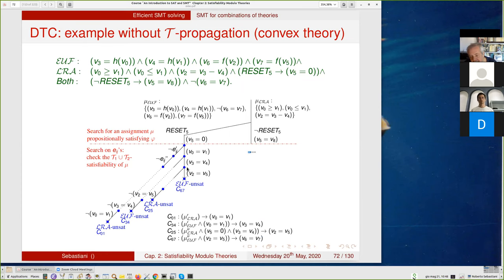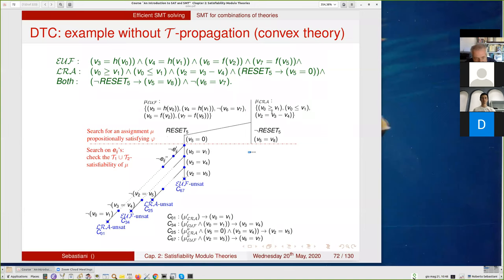Actually, this is a simplification. We would jump higher here, right? Because those atoms here were assigned somewhere here. But let's suppose this is the case. Actually this branch would be lower here, but for simplicity let's suppose this is not the case. So we have assigned V3 equal V4, and then we again continue until we assign V2 equals V5 to false. But V2 equals V5 being false is inconsistent with the array theory.